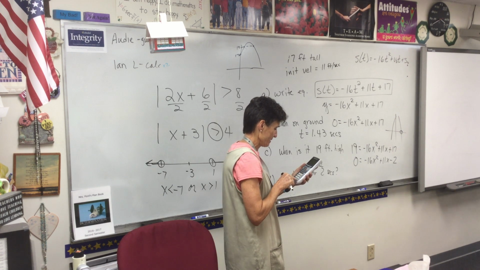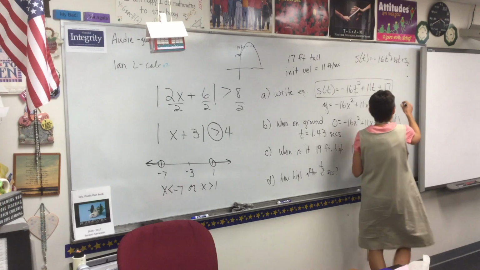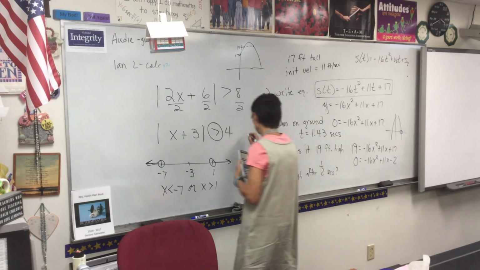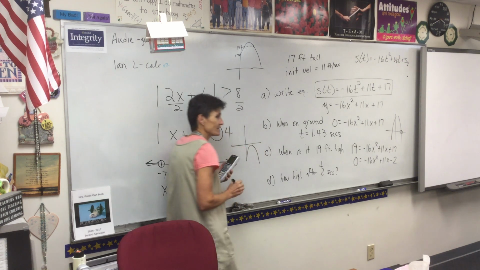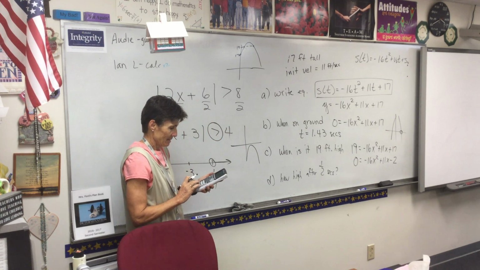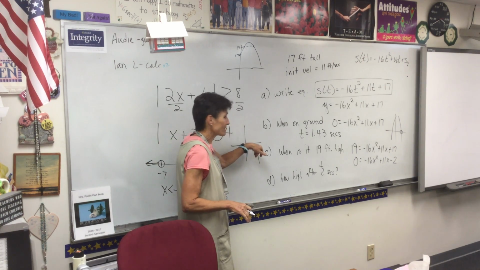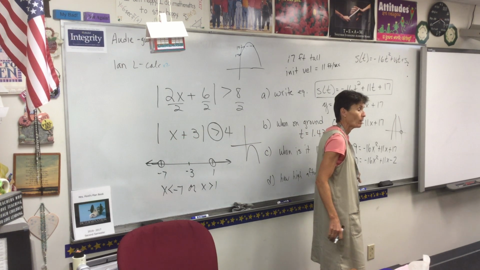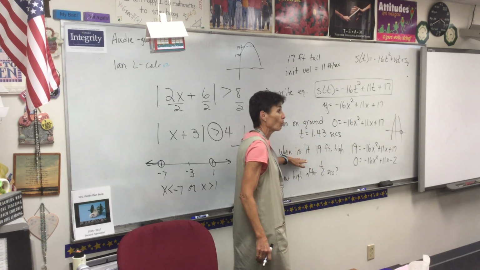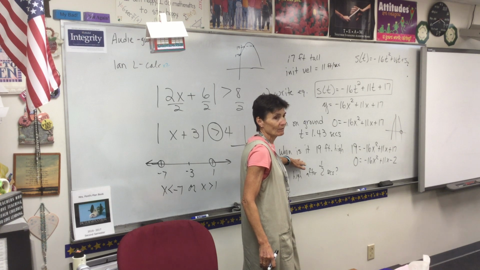Anybody notice anything? When I graphed this one, I got a picture that looked like this. It doesn't cross the x-axis. There aren't any zeros. There's no solution to this equation, which means what? When is it 19 feet tall? Never gets that tall.